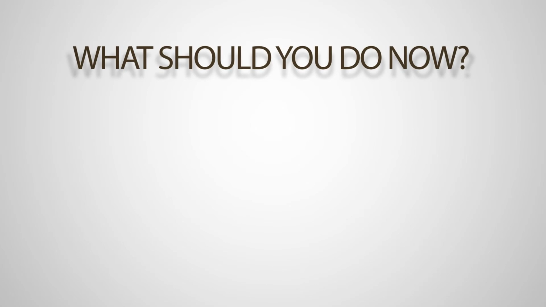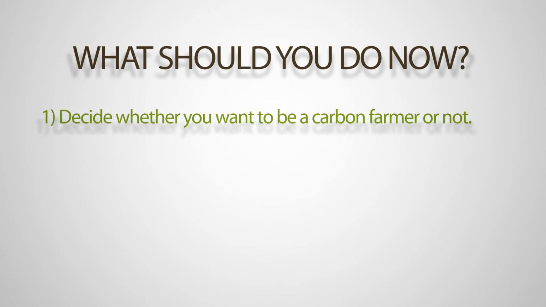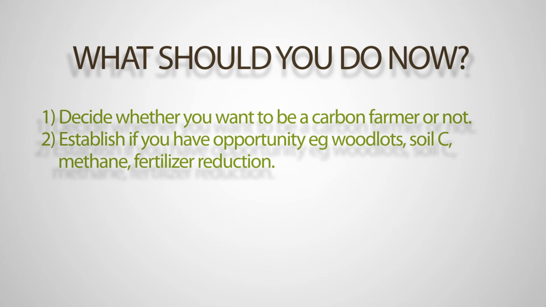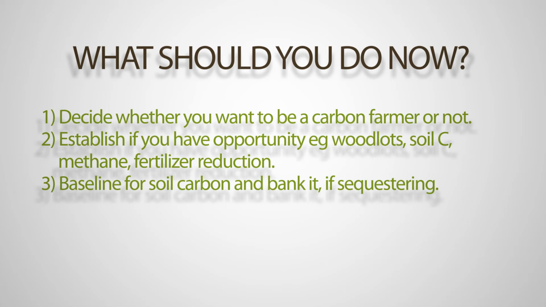So what should you do now? I think firstly decide whether you want to be a carbon farmer or not. That's the critical thing. You can opt in or you can opt out of this. Establish if you have the opportunity to sequester carbon or offset. So that could be woodlot, soil carbon, methane, fertiliser reduction, etc. Baseline your soil carbon and bank it if you have the potential to sequester. Now, soil carbon is a bankable item.